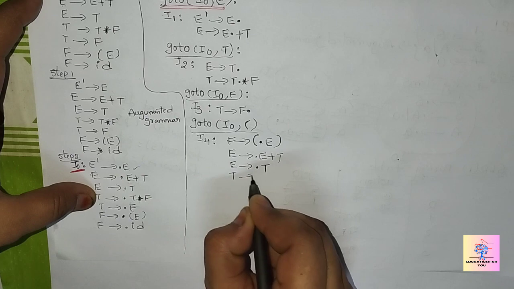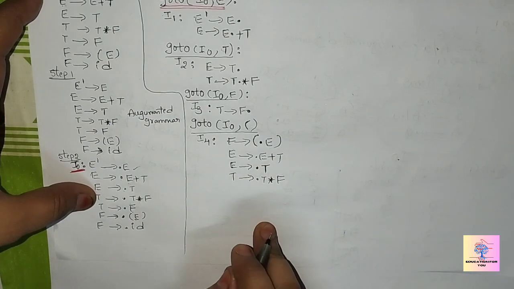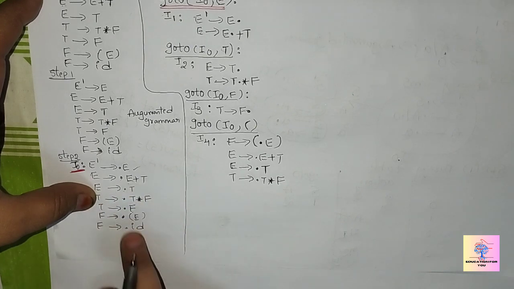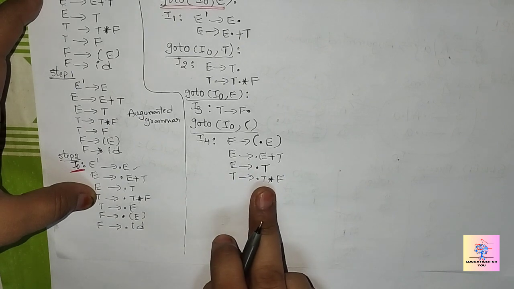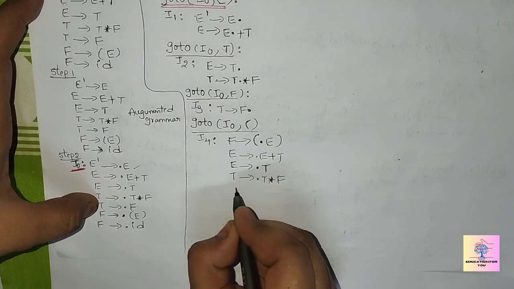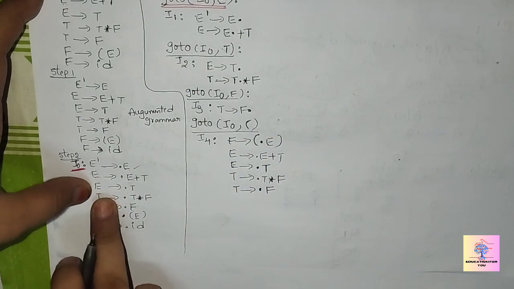That is T is going to producing dot T star F. So after the dot, T is there. Are you observing any T's here? No. So next one is what here? Here also it is there. That is T is going to producing dot F. T productions, two are there, right?